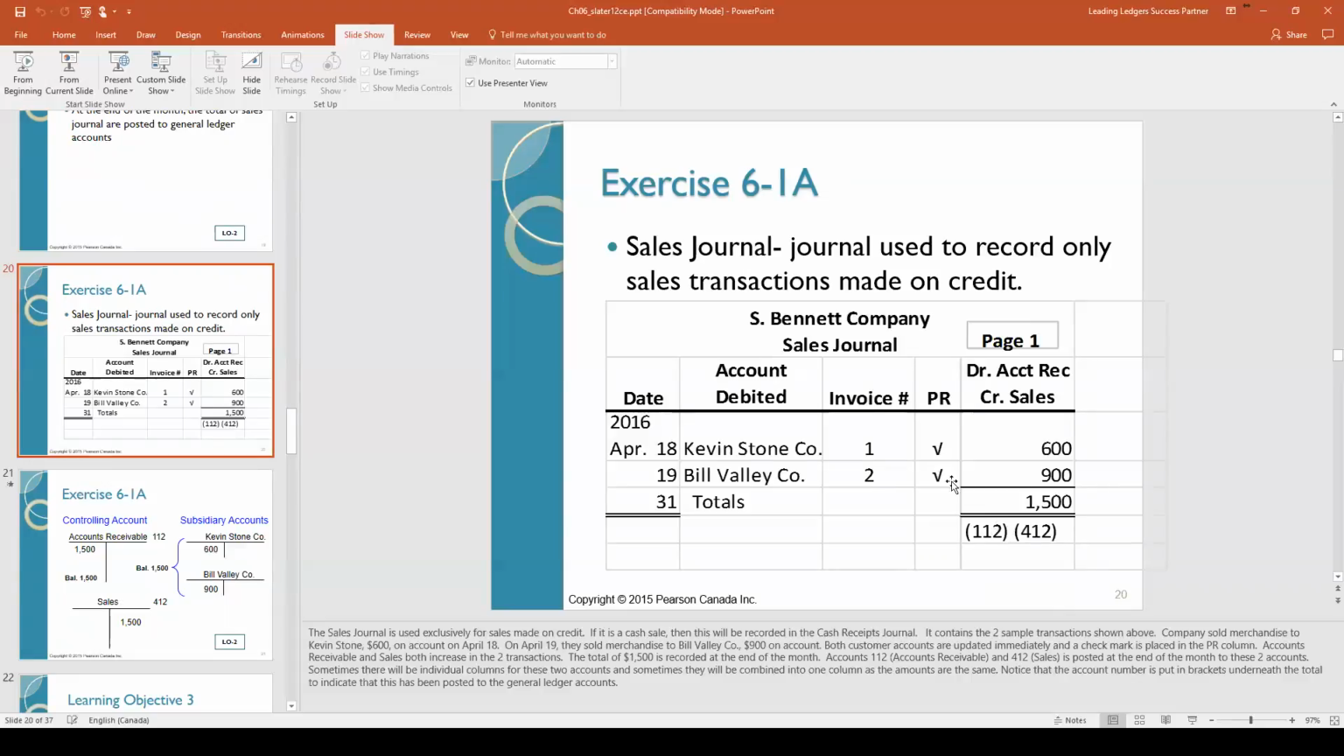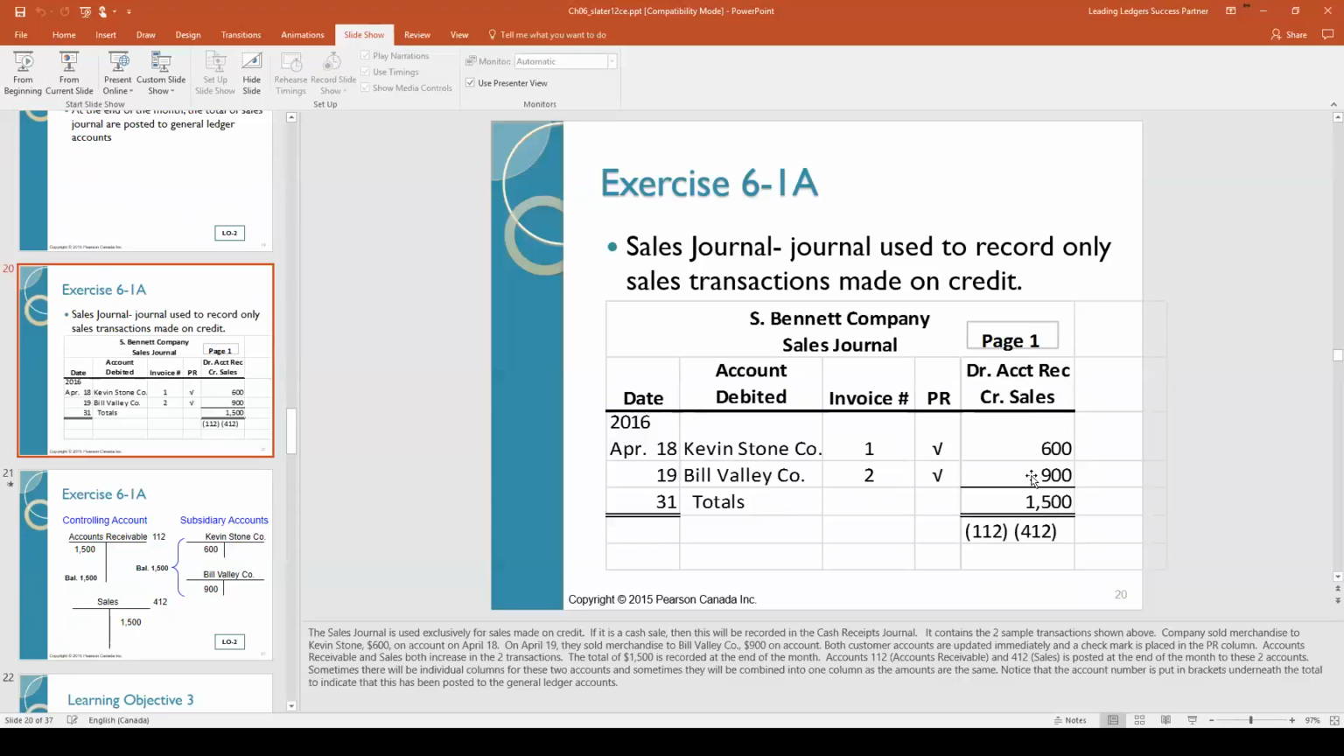So the process is every single time there's an entry, you immediately post it to the subsidiary account only. Then at the end of the month, you add everything up. Then you record that total to whichever accounts it's going to. In this case, this total goes to 2 different accounts, a debit and a credit. Always make sure you're balanced.